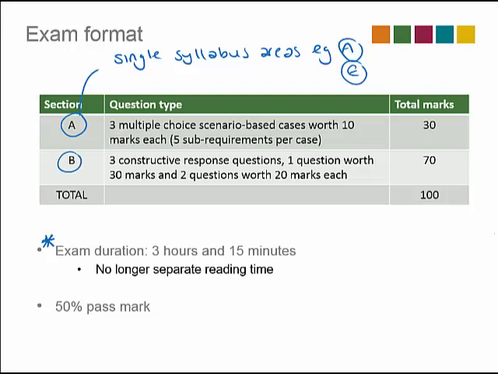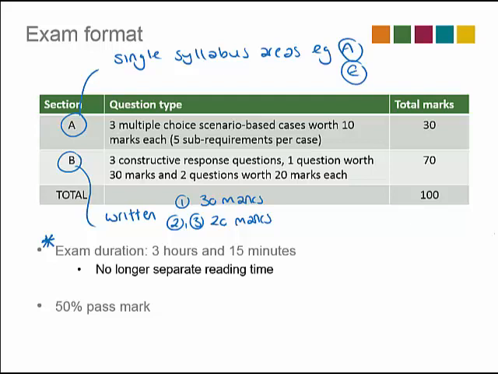In terms of section B in the exam, this is your long written element. You've got 3 questions in total. One question is worth 30 marks, and then questions 2 and 3 are going to be worth 20 marks. These are very similar to the questions we've had under the previous syllabus.